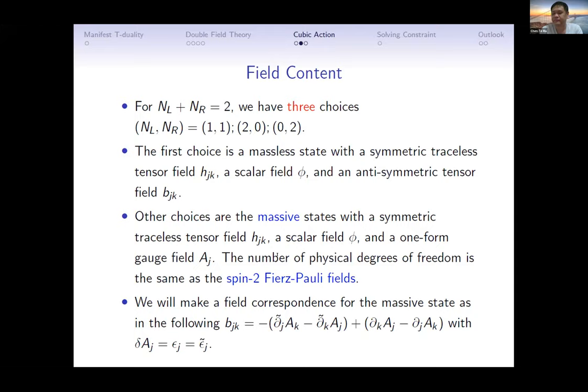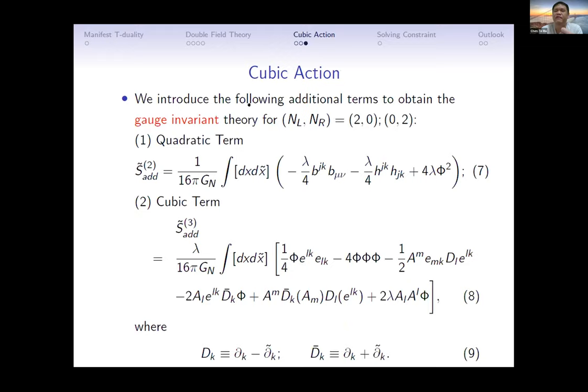And then indeed, it's also a unique way to get the gauge invariant theory. If you do not impose the constraint, you cannot get any other gauge invariance. So it's very unique. And then we will see that lambda will become the mass parameter, and lambda proportional to NL minus NR over R prime. So hence the difference of NL and NR can generate the mass term. It also implies that the massive gravity theory should live in the double space. So it will go beyond string theory here.